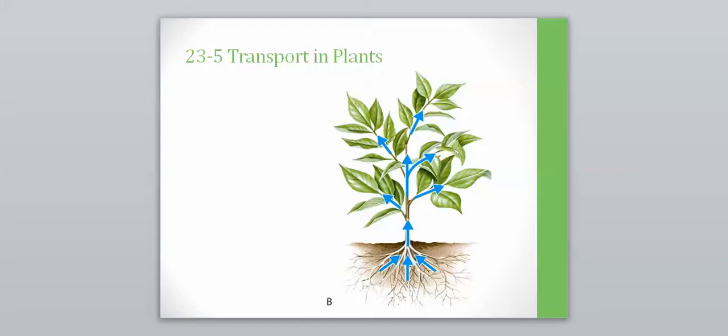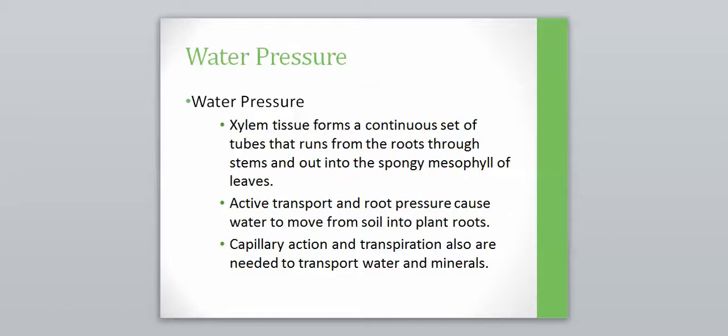And kind of the driving force behind all this transport, they give a little bit of an overview, and we'll get into each one of these in a little more depth. Xylem tissue forms a continuous set of tubes that runs from the root through the stems and out into the spongy mesophyll of the leaves. So that's kind of showing how it comes through every single part and ends at the leaves. Active transport and root pressure cause water to move from soil into plant roots. So we mentioned that as well.